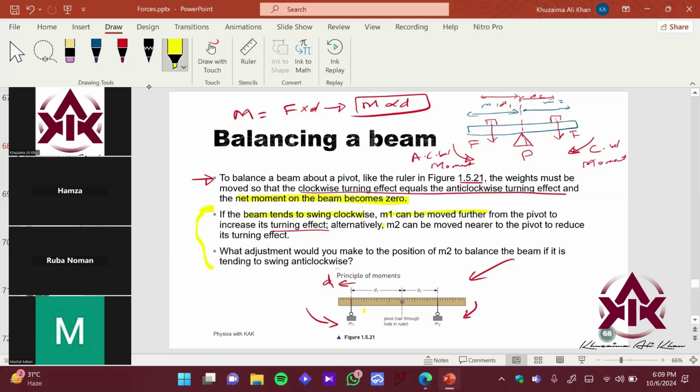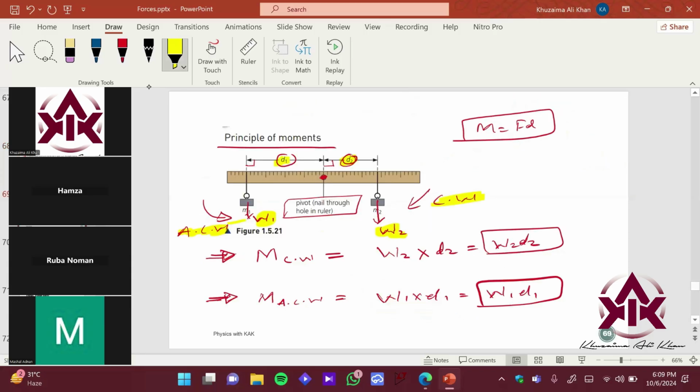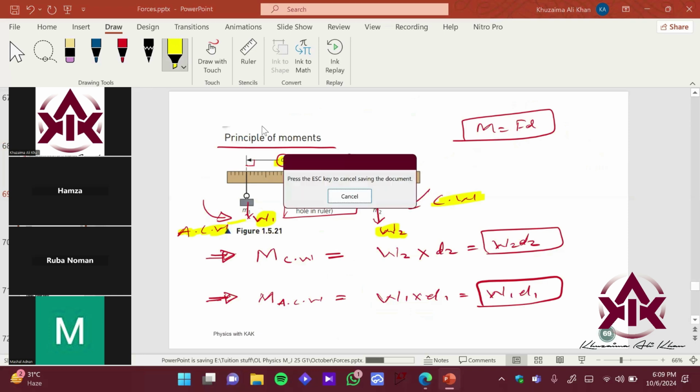Similarly, you can arrange M2 if it is moving anti-clockwise. So you have done the experiment and learned how to balance a pen or a scale. I guess Hamza couldn't do it. Hamza, you can try this after the class. You will find a point here where it will balance out. Yes, okay, Hamza.